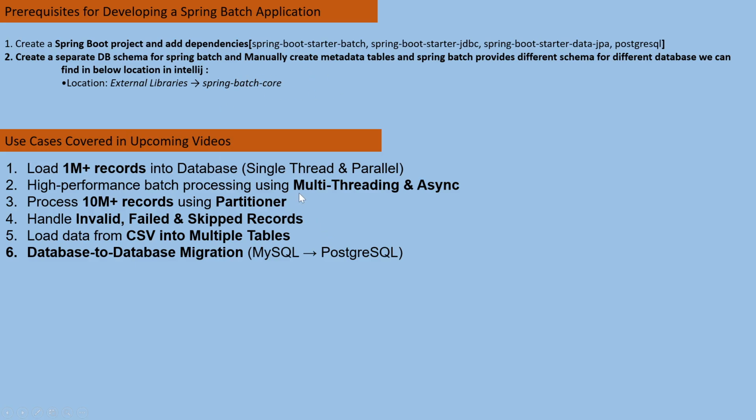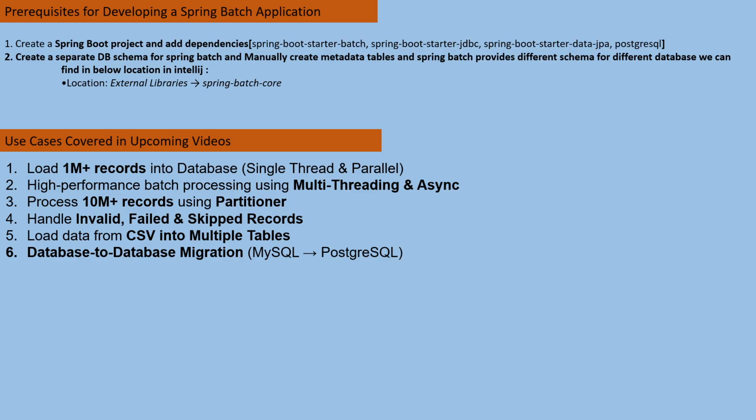In the coming videos of this tutorial we'll see how to load 1 million records into a database using single thread and parallel thread. Then high performance batch processing using multi-threading and asynchronous, then processing 10 million records using a partitioner. After that we'll see how to handle invalid, failed, and skipped records. Then we'll load data from CSV into multiple tables. Then database to database migration, like MySQL to PostgreSQL.